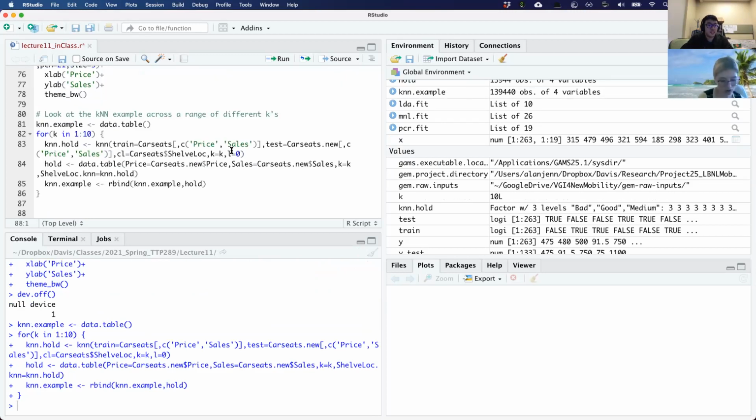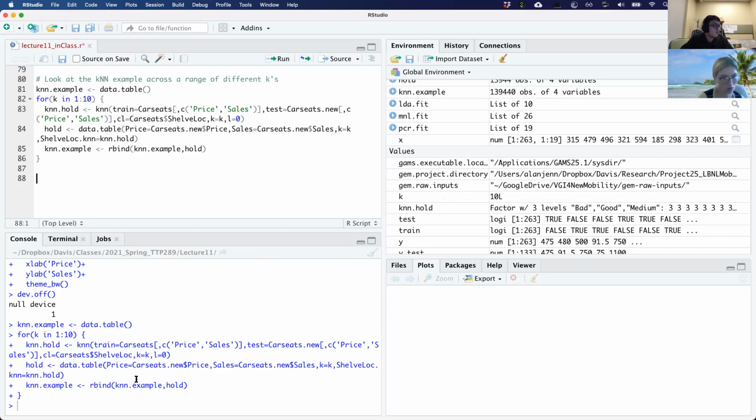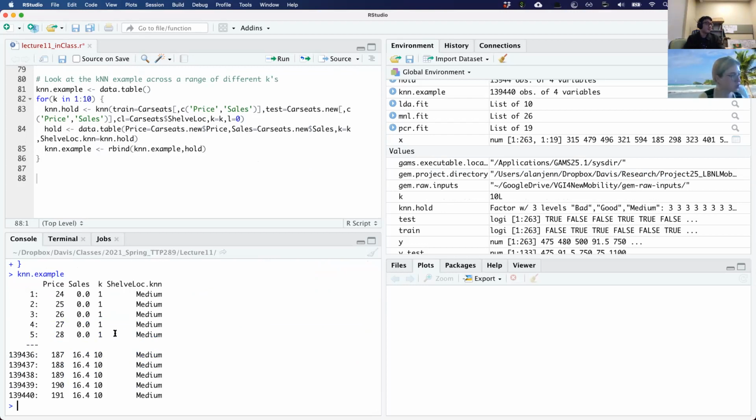And let's just quickly take a look at what this table looks like. So it's going to look at a range of prices and sales. It's going to tell you how many Ks you have, and then it's going to do the classification for all of them. It's going to run 10 models, from one neighbor all the way up to 10 neighbors. And let's take a look at how these graphs look.